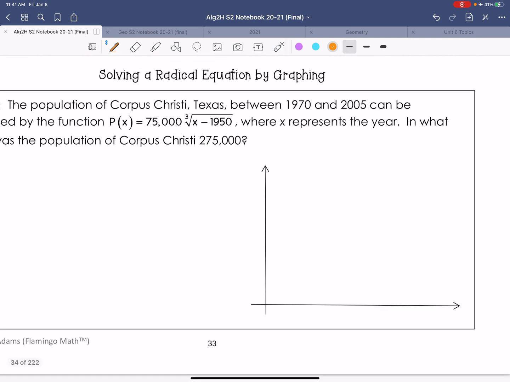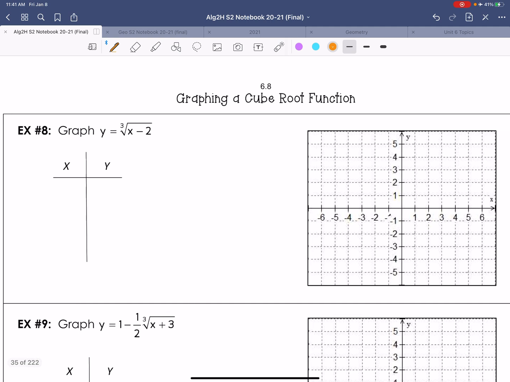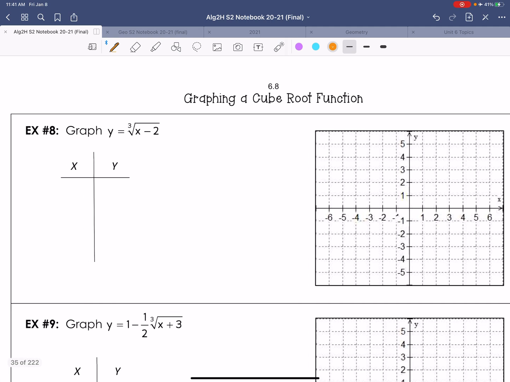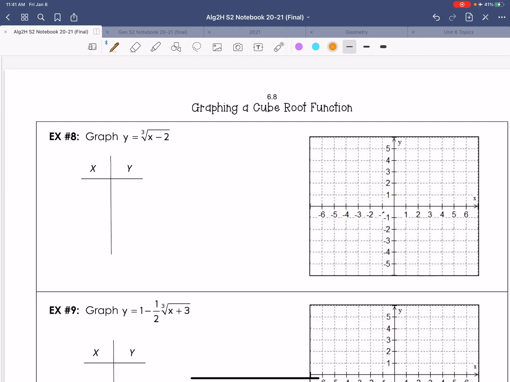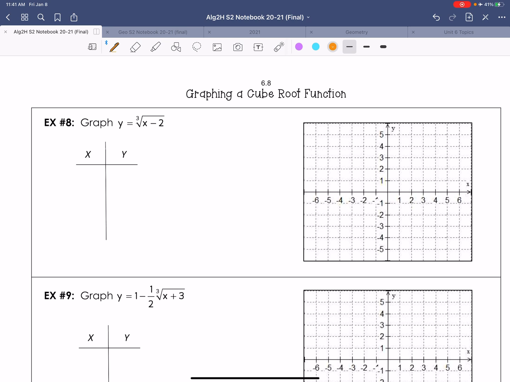All right, so those are square roots. This guy we're going to go ahead and skip. Now we're on example 8. Now we're going to do cube roots. You will only be expected to know how to graph cube roots and square roots in this class. We don't go higher than that. So cube roots, square roots. Let's do a quick review of cubes.